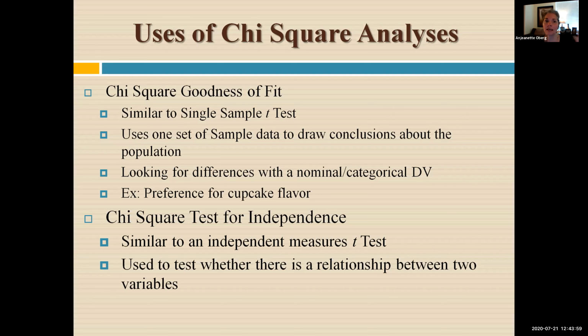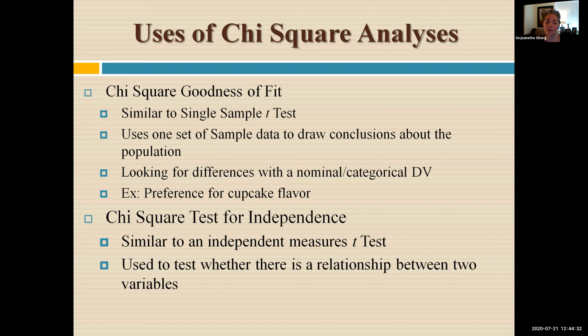But we're looking at sample data to draw conclusions about a population, or we're looking for differences in a nominal categorical dependent variable, and we'll talk about that a little bit. For instance, I might want to look at your preference of cupcake. Do you like chocolate or vanilla? And you're going to say which one you prefer. I'm going to keep a tally of the preference, and I'm going to see if in the sample, that distribution is similar to what we observe in the population.